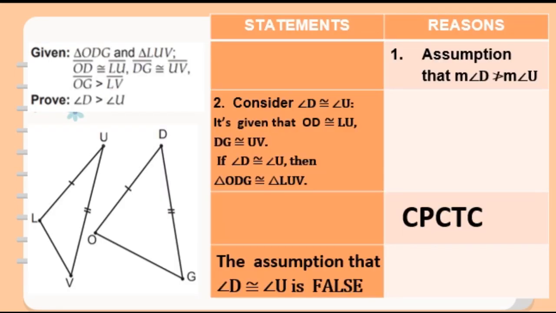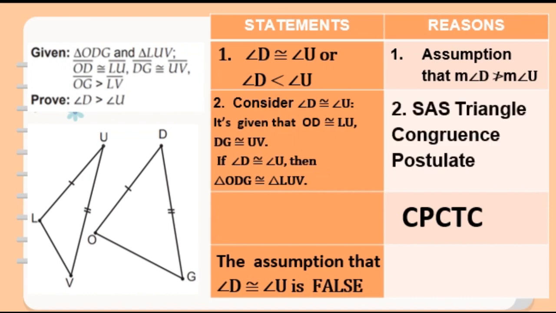So given the first reason, what will be our first statement? The reason is assumption that measure of angle D is not greater than measure of angle U. So that will be angle D is congruent to angle U, or angle D is less than angle U. Okay, second statement, consider angle D as congruent to angle U. It's given that OD is congruent to LU, DG is congruent to UV. If angle D is congruent to angle U, then triangle ODG is congruent to triangle LUV. So what will be the reason? That is SAS triangle congruence postulate.